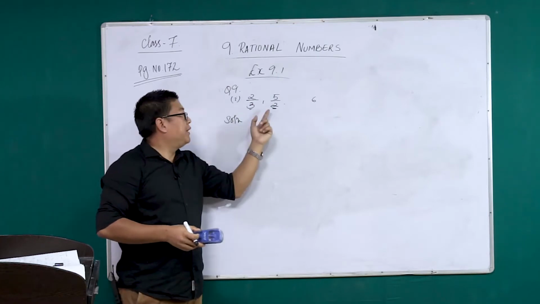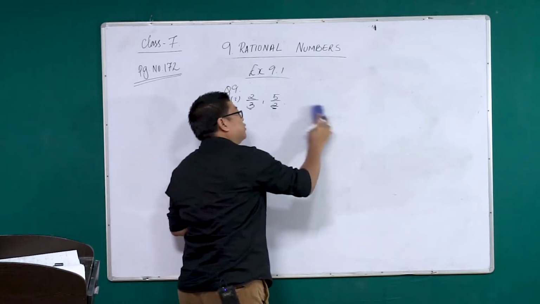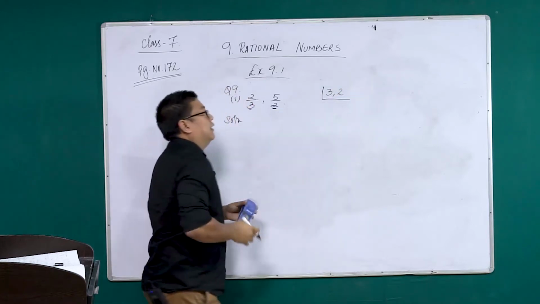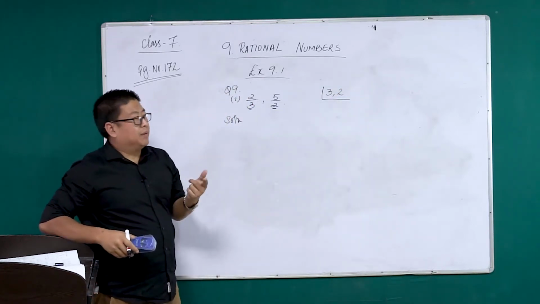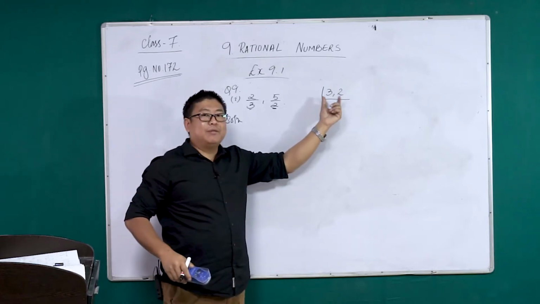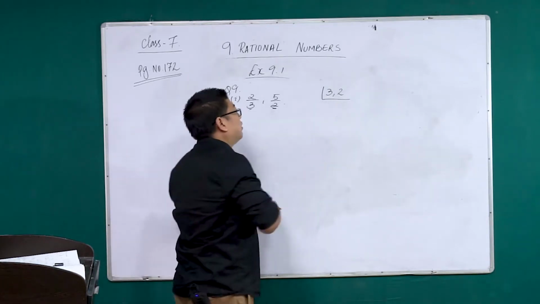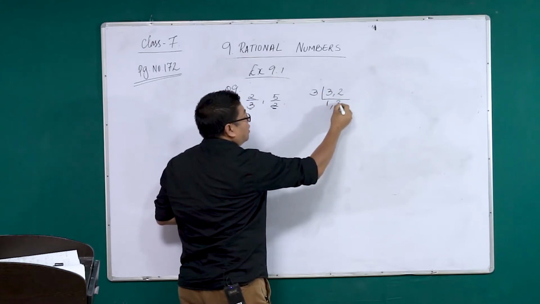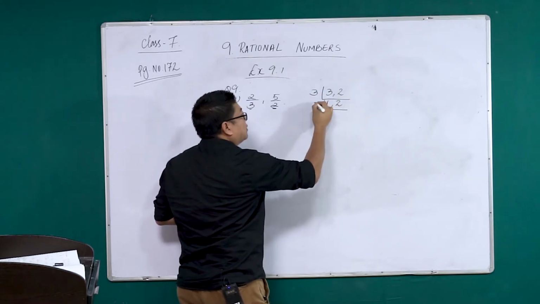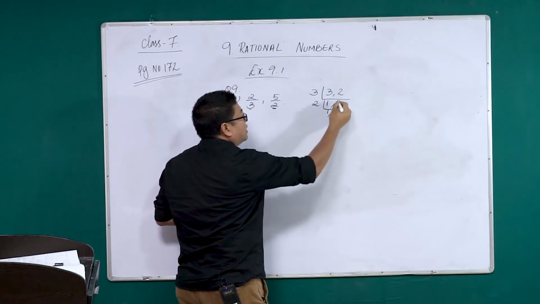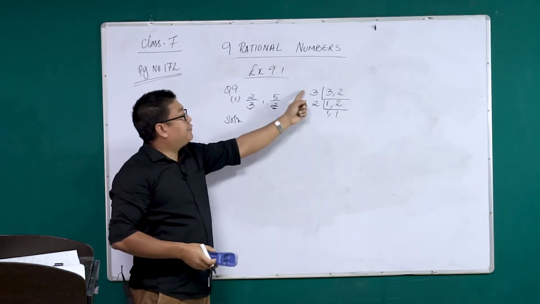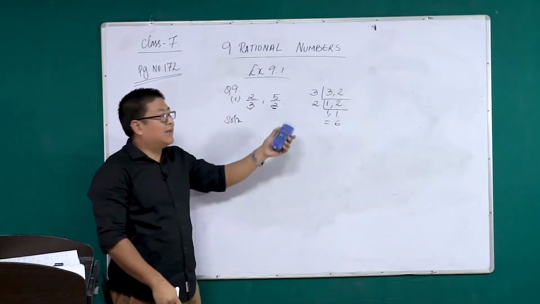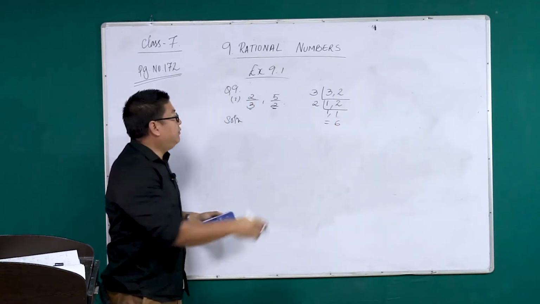Or without doing this, we can use another method, which is finding the LCM. LCM is the lowest common multiple. We will find the LCM using factorization. This process is called factorization. First, we will use 3. 3 into 1 is 3. 2 we cannot divide, so we'll keep it as it is. Next, we will use 2. 2 into 1 is 2. So we have 3, 2. That means 3 into 2 is 6. So your LCM will be 6.